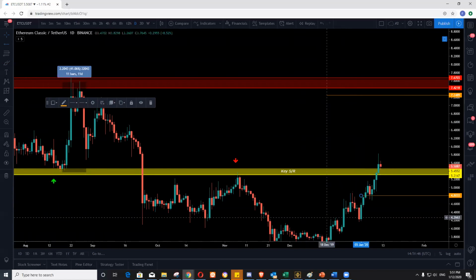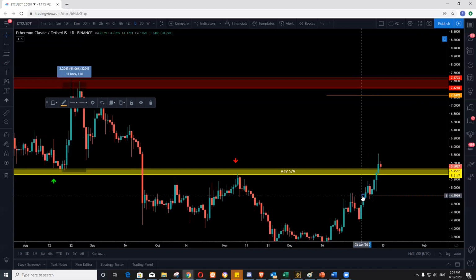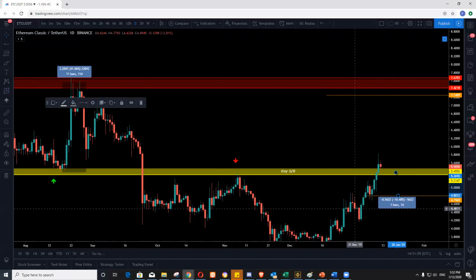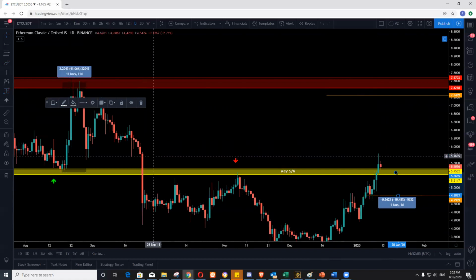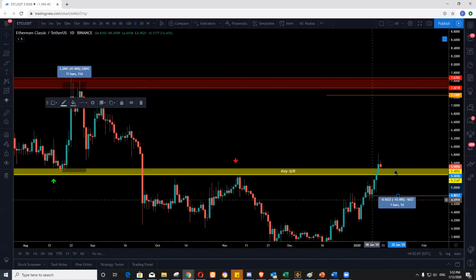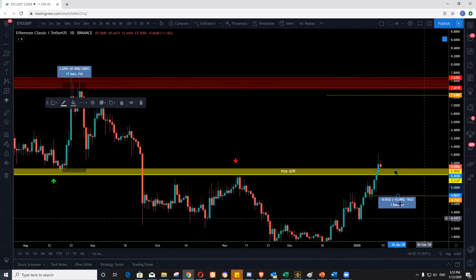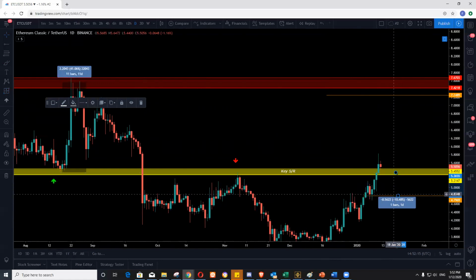I would stop here, below this daily level. Let me calculate this. This is around 10%. This is a trend trade, so if I am willing to risk 2% of my cap, I can go with 20% of my trading cap with this trade. 10% is 2%, so I can go with 20% of my cap.